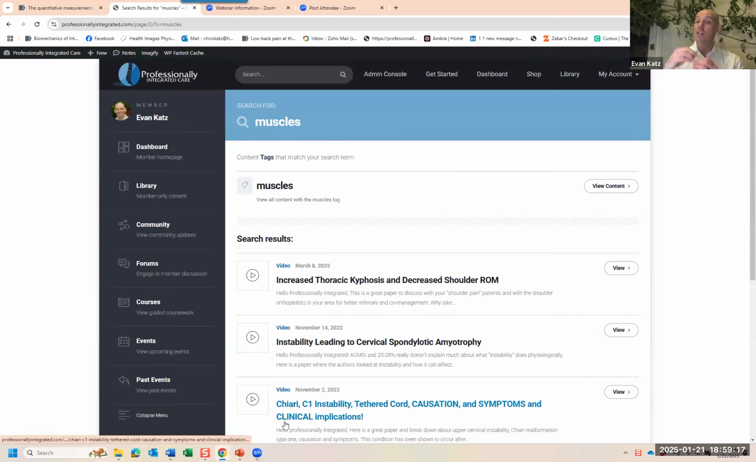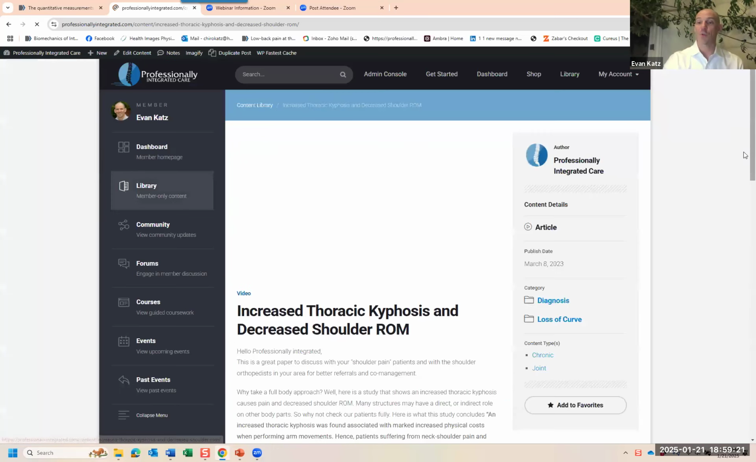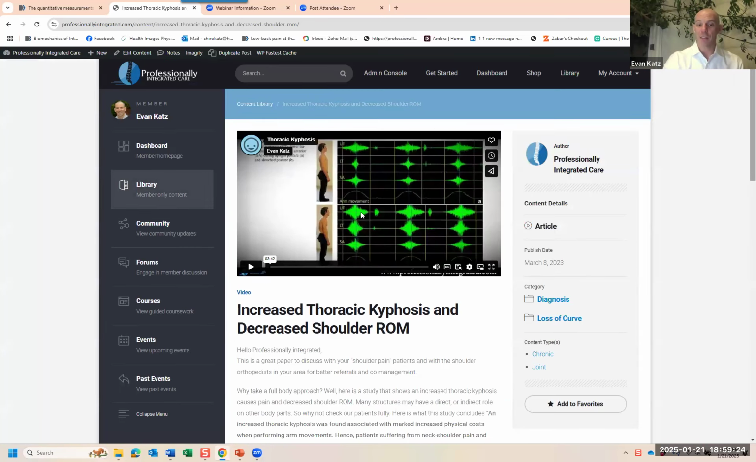So when you stretch the joints, like here's one here, it talks about thoracic kyphosis, right? So this is muscle activation. And what they did is look at the muscle activation just by changing the shape of the spine.